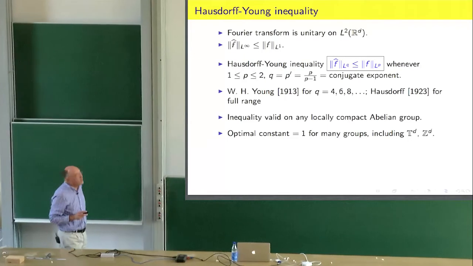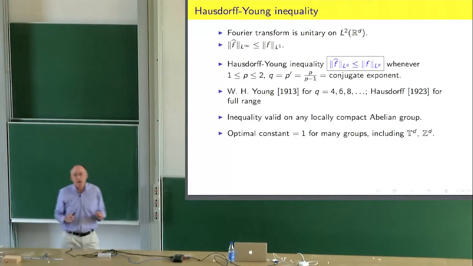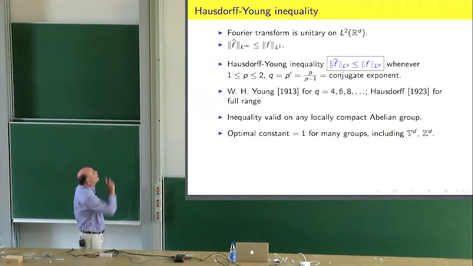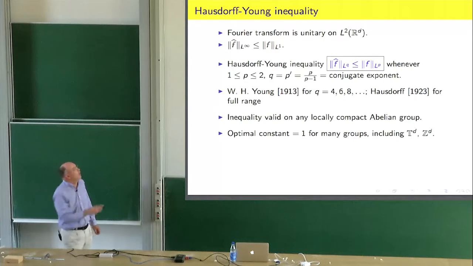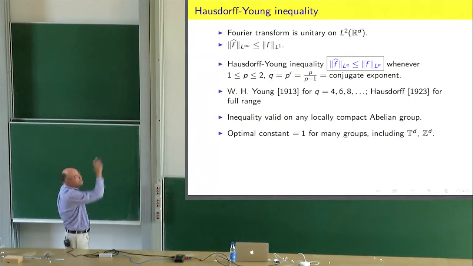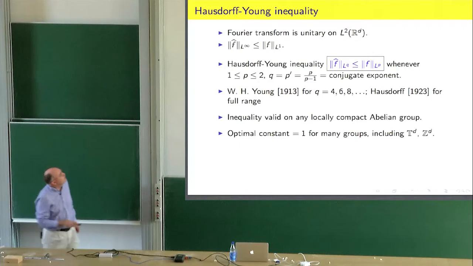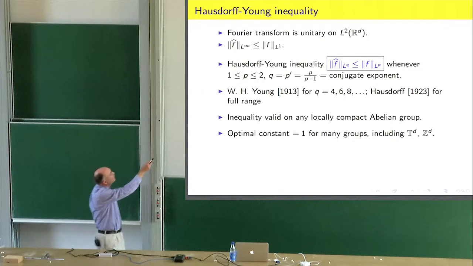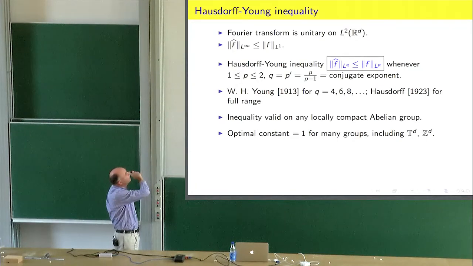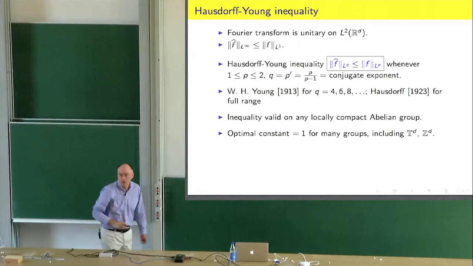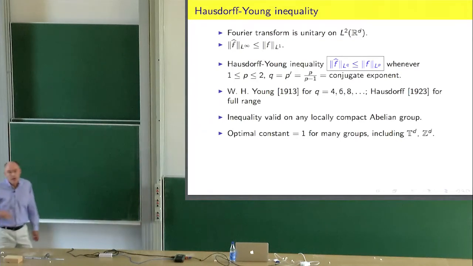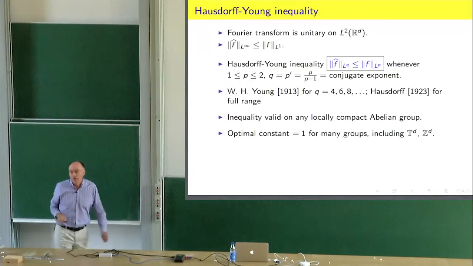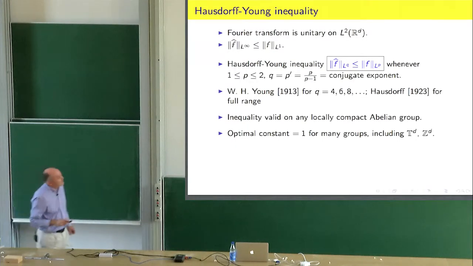We'll see what happens. The Hausdorff-Young inequality is one of the very most basic inequalities of linear analysis. So first of all, on L2 of R^d, the Fourier transform is unitary. It preserves norms. It's a contraction from L1 to L infinity. And for intermediate exponents p, if p is between 1 and 2, the Hausdorff-Young inequality says that the Fourier transform of an L^p function is in L^q, where q is the conjugate exponent, and there's an inequality. The L^q norm of f hat is less than or equal to 1 times the L^p norm of f.